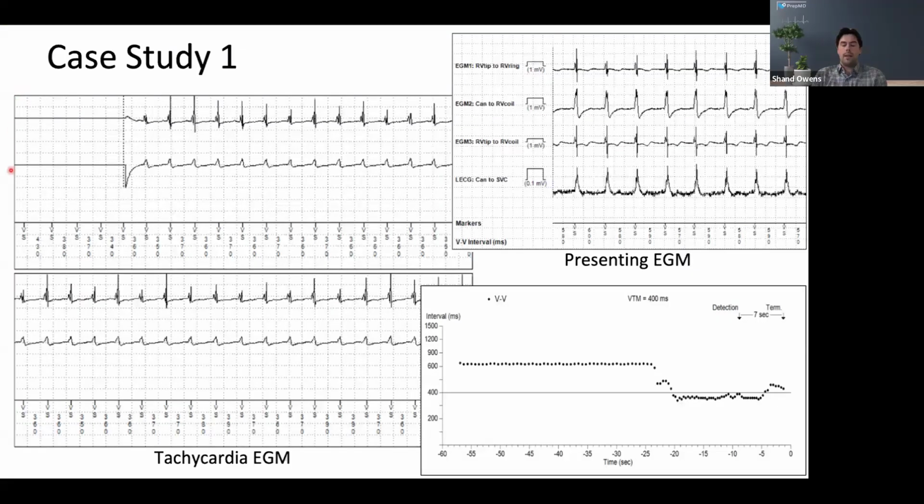Thank you, Kate. Like Kate said, my name is Shand Owens, and today we're going to take a look at a couple case studies. Case study one is a 57-year-old man with heart failure and a past MI, and it's a single chamber Medtronic ICD. This case study highlights the importance of looking at a presenting rhythm.